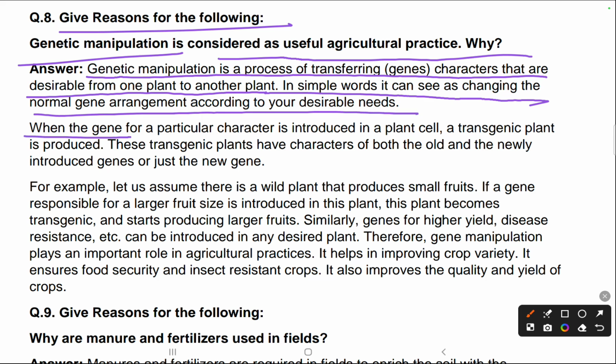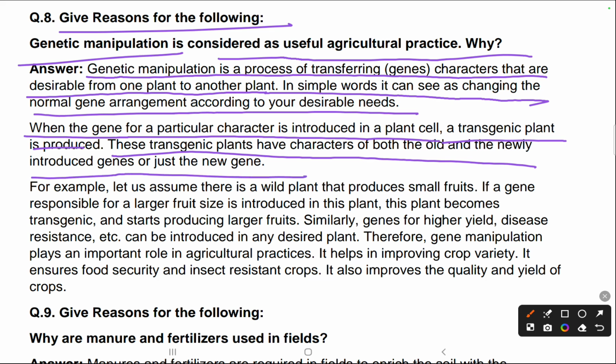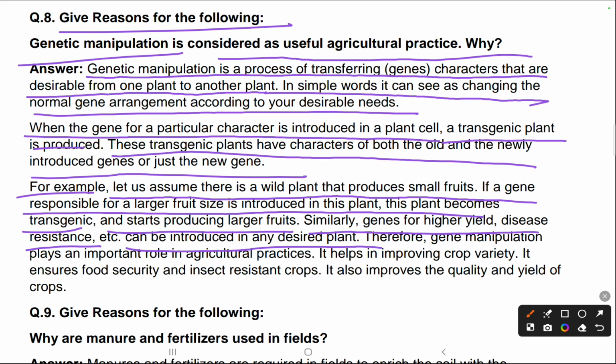When the gene for a particular character is introduced into a plant cell, a transgenic plant is produced. These transgenic plants have characters of both old and newly introduced genes or just the new gene. For example, let us assume there is a wild plant that produces small fruits. If a gene responsible for larger fruit size is introduced, this plant becomes transgenic and starts producing larger fruits. Similarly, genes for higher yield, disease resistance, etc. can be introduced in any desired plant.